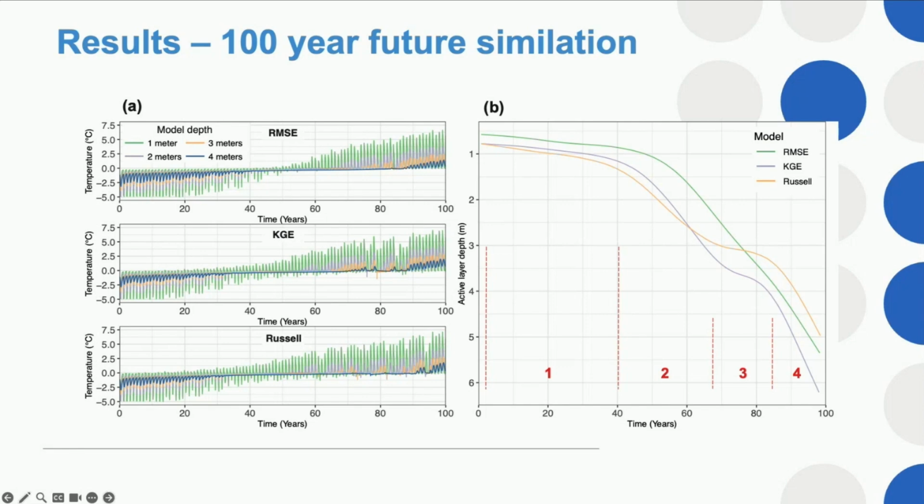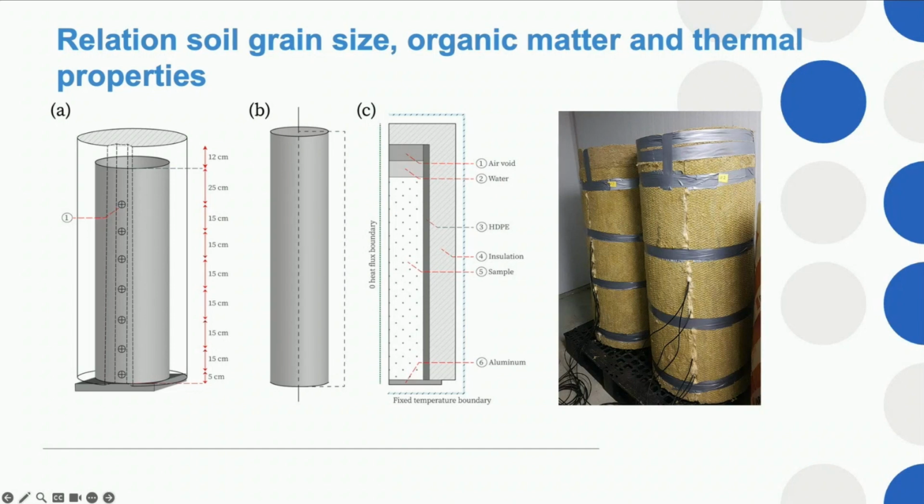And then thereafter came the next question. So we know that we can use this 1D model to simulate temperature fluctuations in the field, but what is actually the relation between sort of grain size and organic matter and these thermal properties? Because we know that, for example, the organic matter content has an effect on the thermal conductivity. It acts as a sort of an insulator. But can we actually also apply the same technique to see if we can determine the thermal properties, or actually determine the relation between grain size, organic matter, and thermal properties?